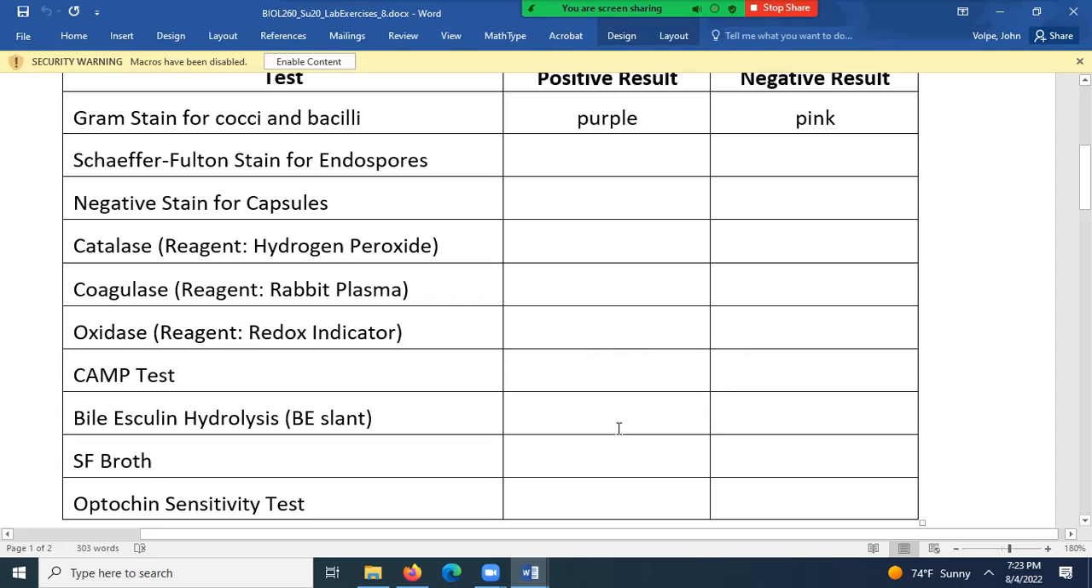Polymyxin, put in the positive result and the negative. SF broth, positive and negative. And then the Optochin test. Be careful on this one. You can't say positive has a zone of inhibition and negative does not. You have to say the inhibition is below a certain size to be negative.